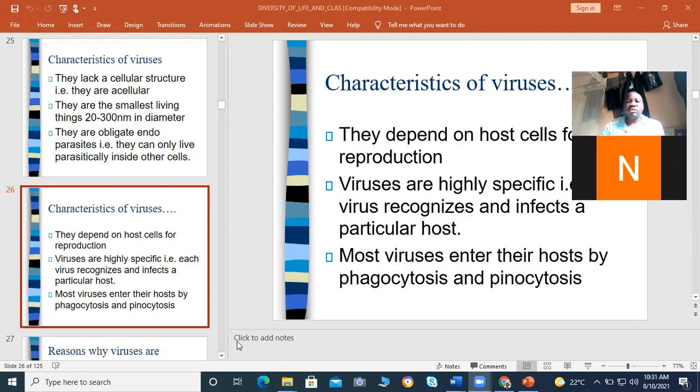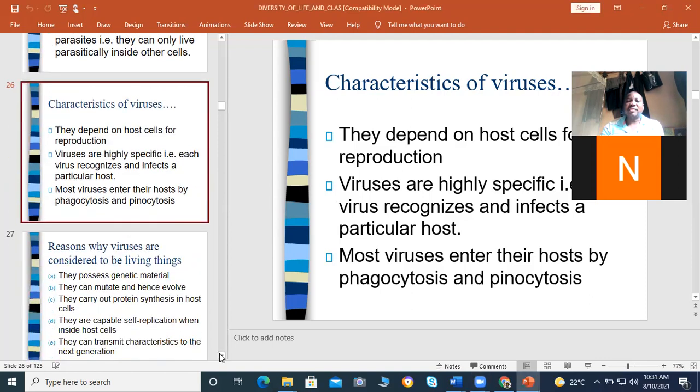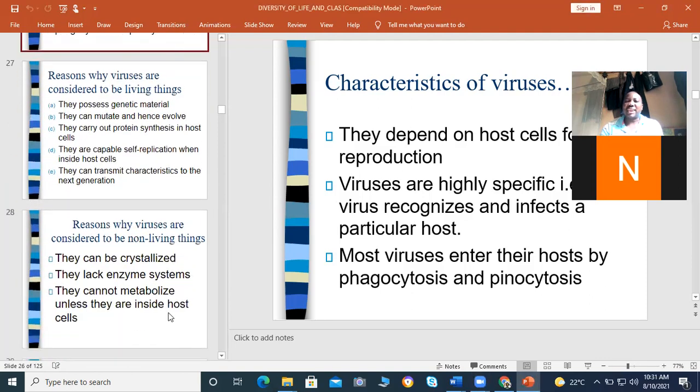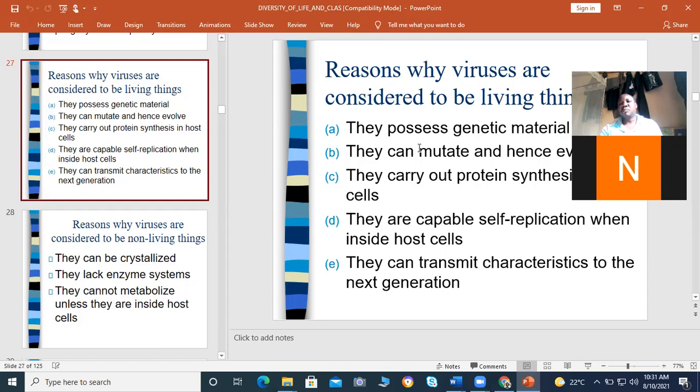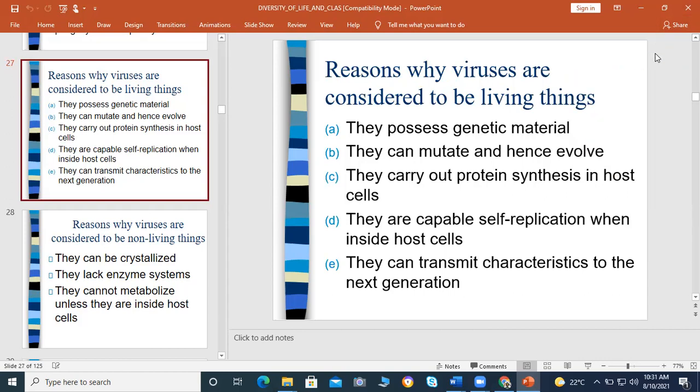Now, there are reasons why we classify viruses as living things. Remember, they are in the borderline between living and non-living things. One, we consider viruses as living things because they possess genetic materials. We say they either have RNA or DNA. All living things must have genetic materials, although they cannot reproduce on their own. Remember, they require host cells.